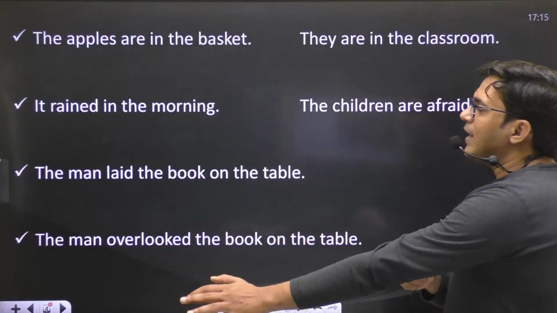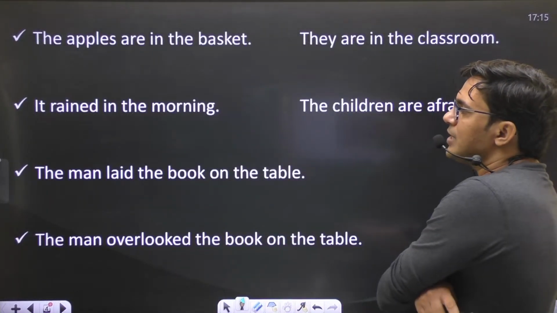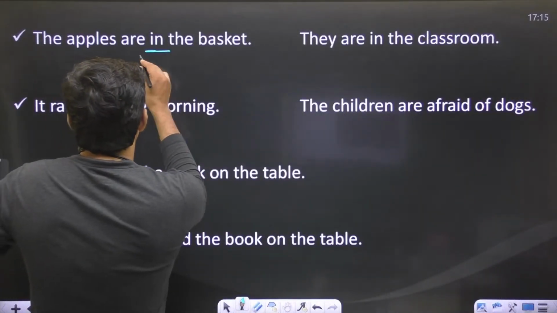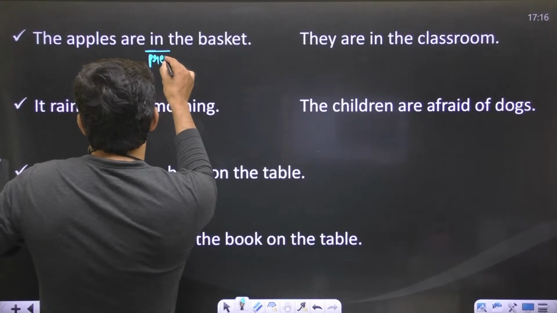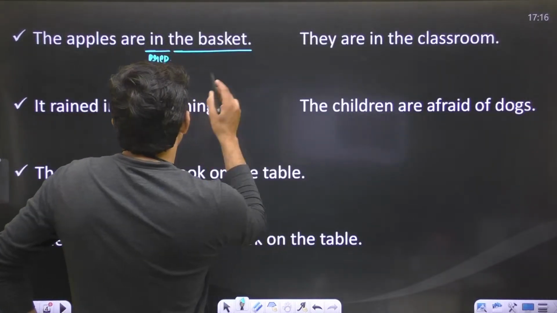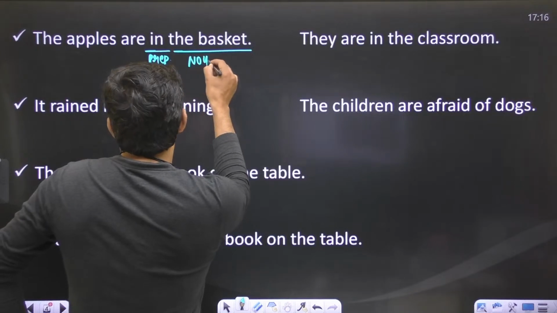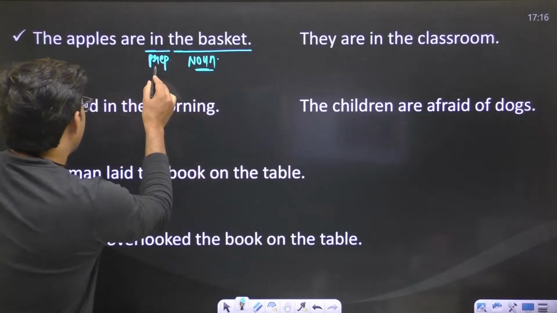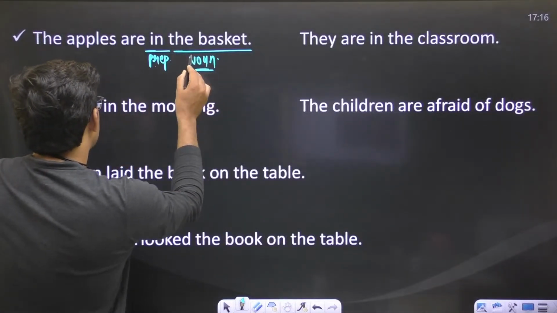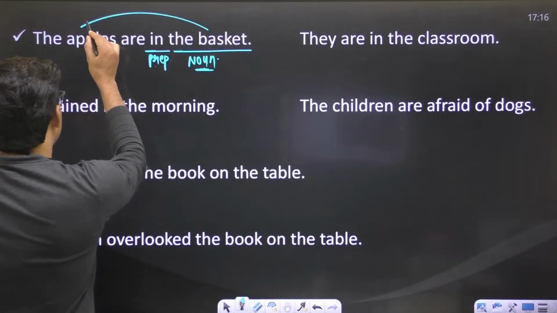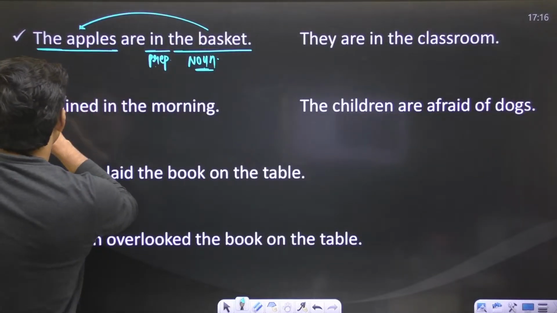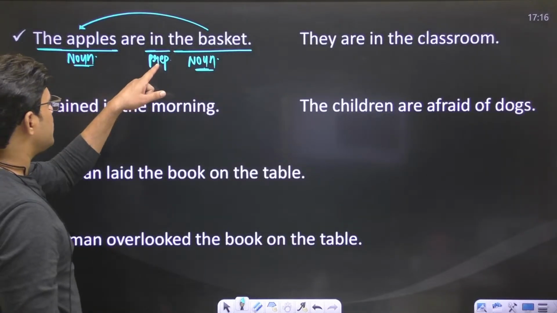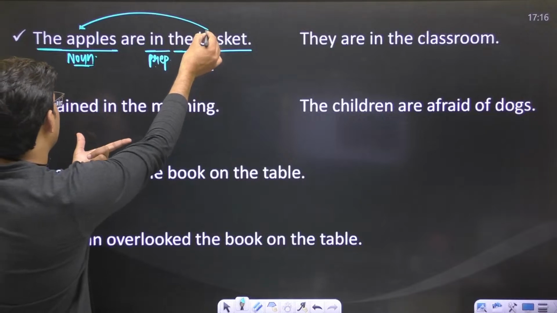So you have different sentences, and the first sentence is: the apples are in the basket. Okay. In this sentence, as we know, this word "in" is a preposition, and according to the definition, prepositions are used before a noun or pronoun. So basket is what? It is a noun, and the preposition shows the relation of this noun with the other word of the sentence, and this other word is also a noun. So this preposition is used to show relation with both nouns, right?